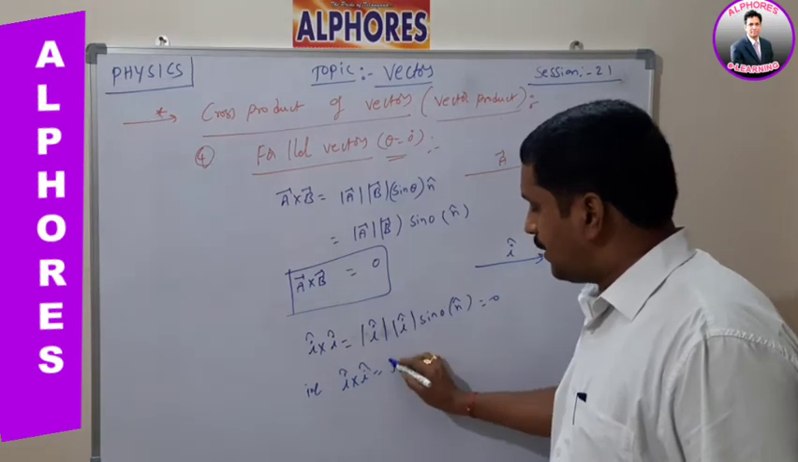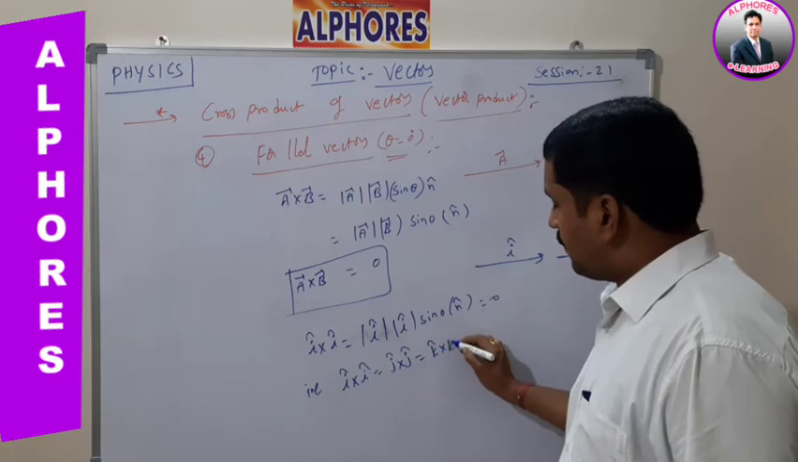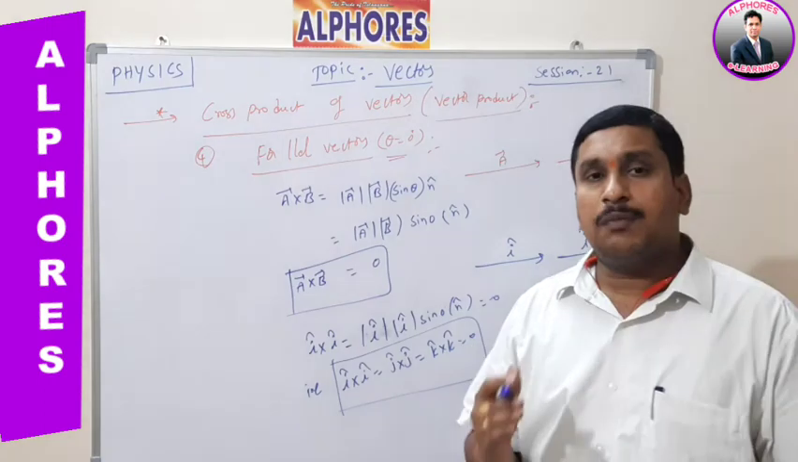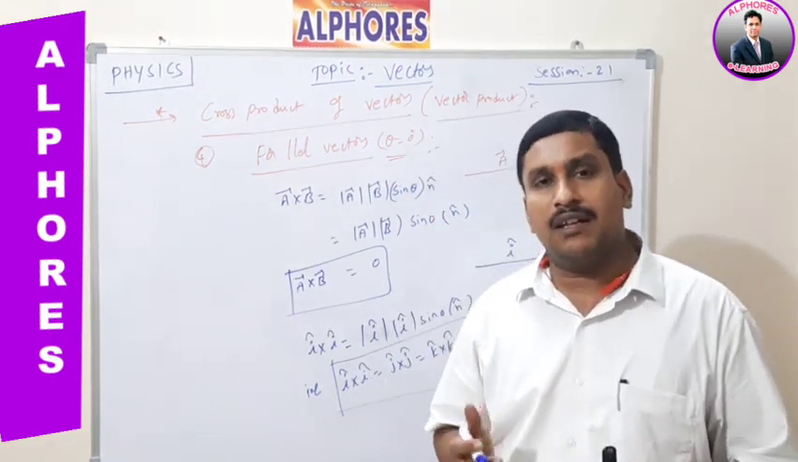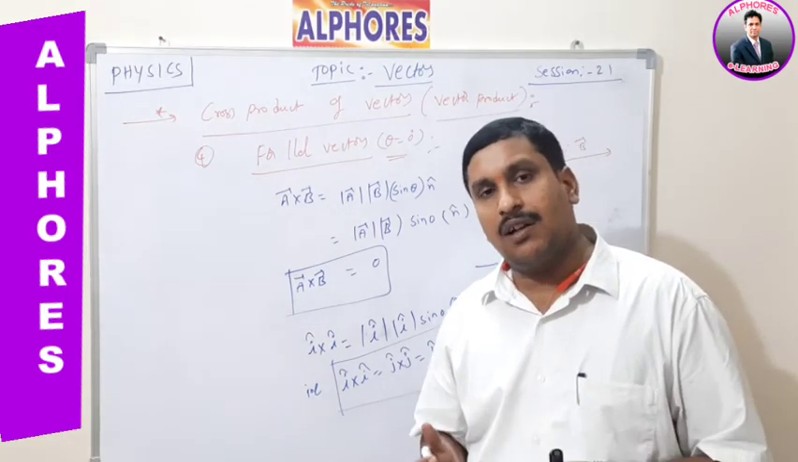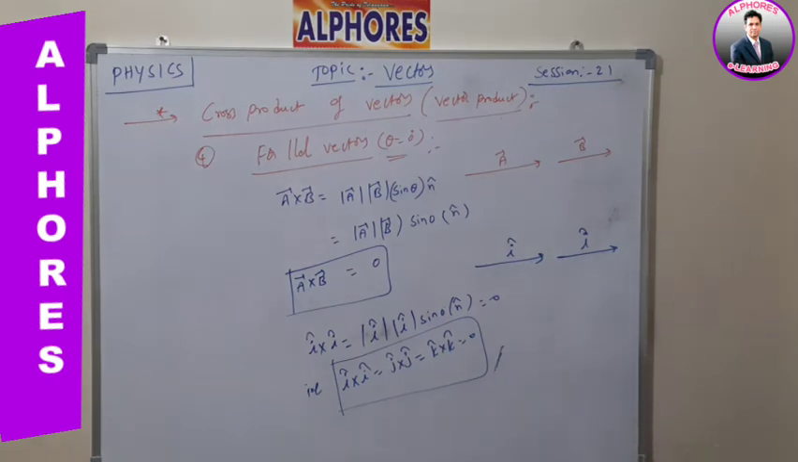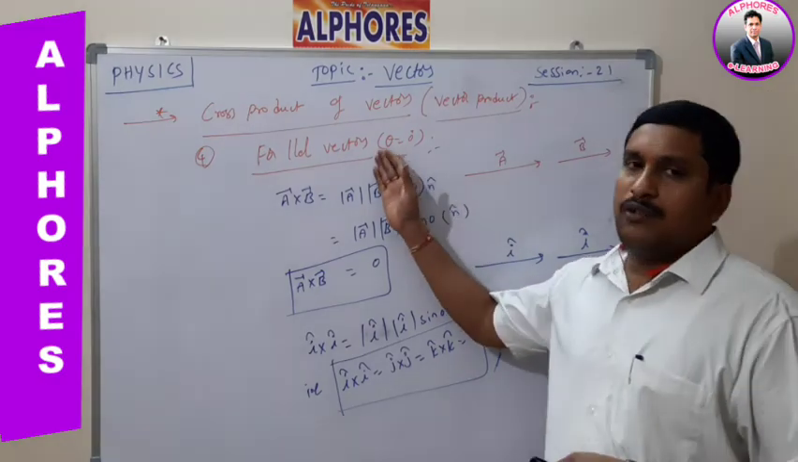Again 0. The same thing holds for j cap also, and k cap cross k cap is also 0. What is your final conclusion? The cross product of two like vectors is always 0, or the cross product of two parallel vectors is always 0. Please all of you write down this very important result. So this is about the cross product of two parallel vectors.